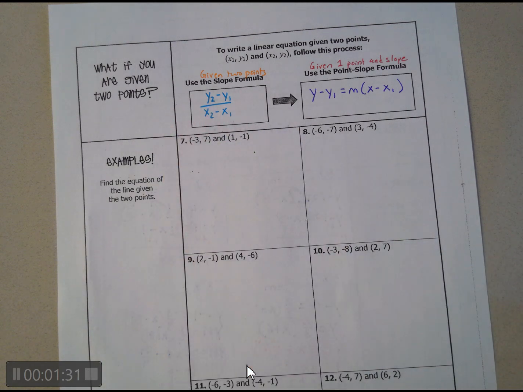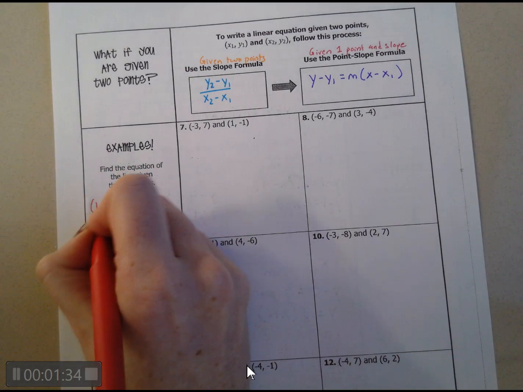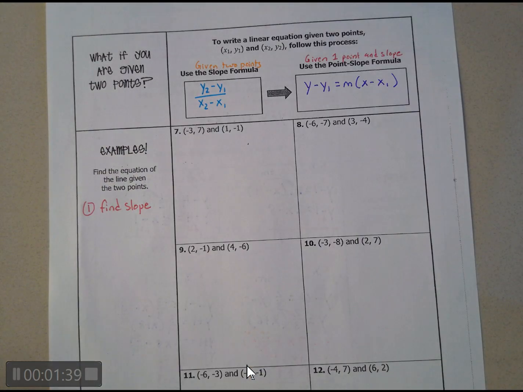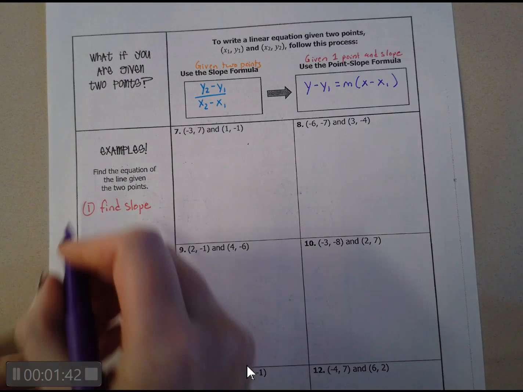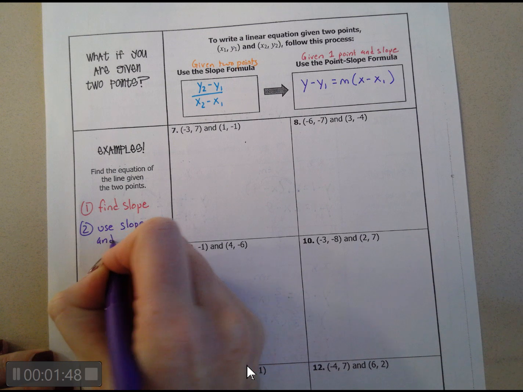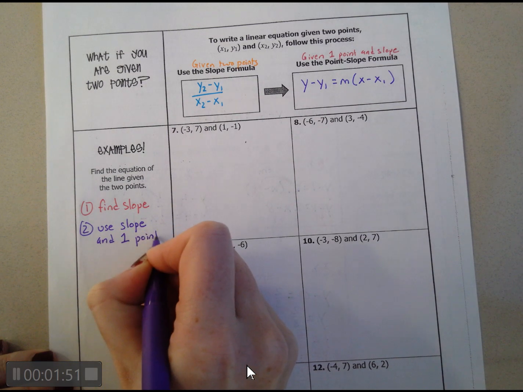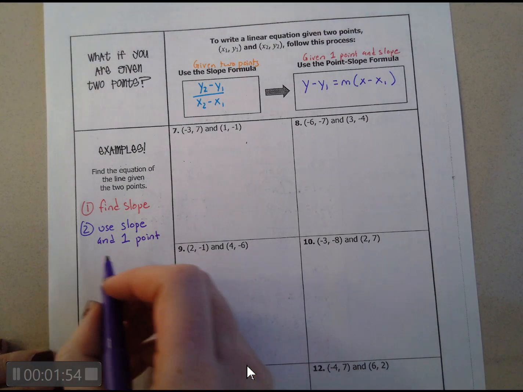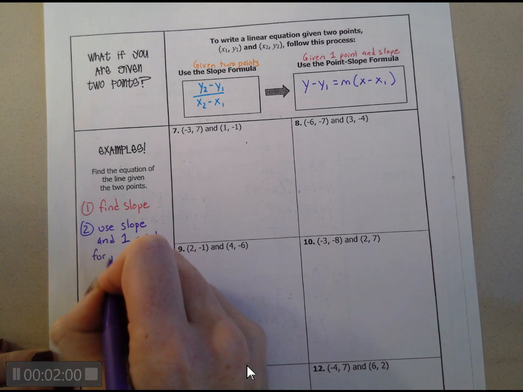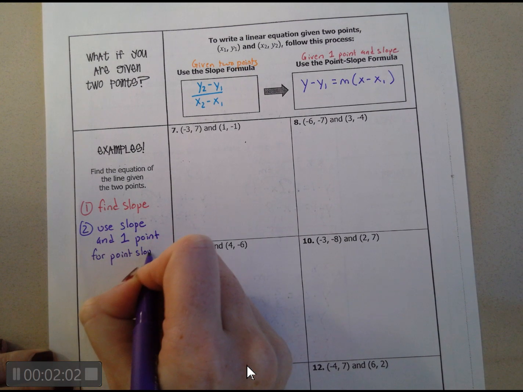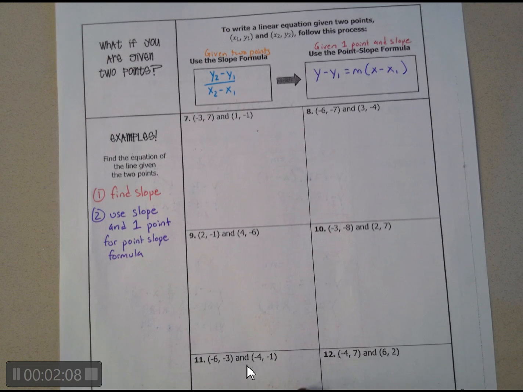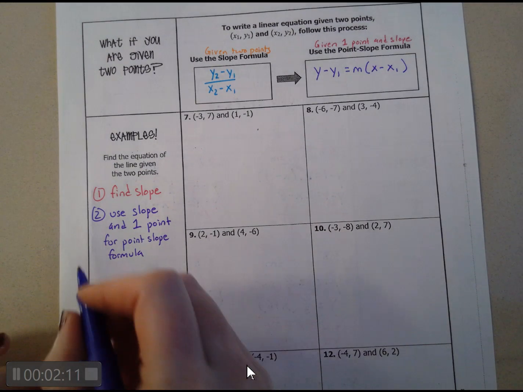Alright, so if we are just given 2 points, we can use the 2 points to find our slope. So that is always going to be our first step, okay? So step 1, find slope. And then our step 2 is going to be use slope and 1 point, just one, it does not matter which one. And you're going to use the point slope formula. And then your final step is going to be simplify.